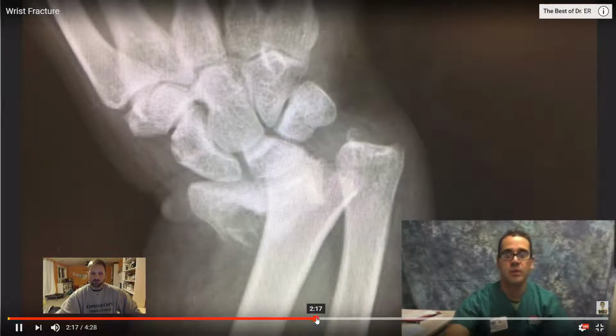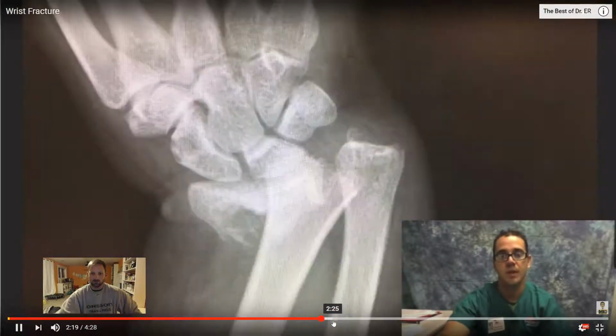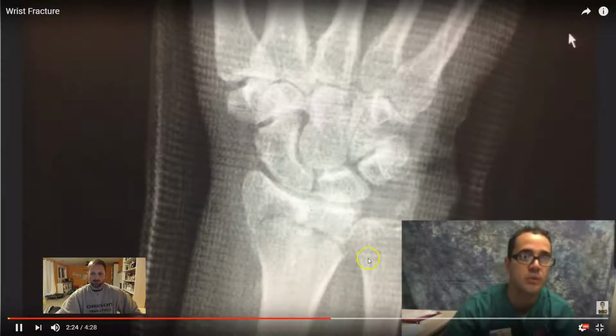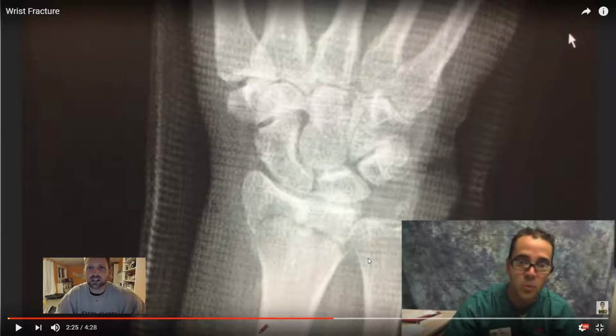So let's go ahead and look at the other x-ray here. Oops, I didn't want to see that one yet. This is after the reduction. You can see how beautifully reduced that wrist is. The reduction would be a resetting of the bone. So they've reduced this radius kind of back to normal. So a reduction is the procedure that they would do.